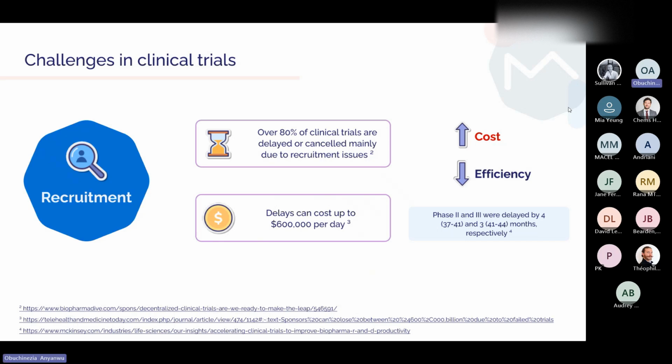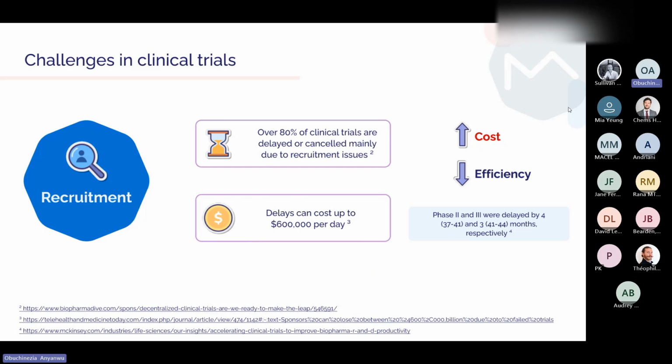So just leaning in specifically to clinical trials. A significant proportion of the inefficiencies that we do see in clinical trials do stem from the recruitment process. For example, over 80% of clinical trials are delayed and cancelled mainly due to recruitment issues, and delays can cost up to $600,000 per day for clinical trials.